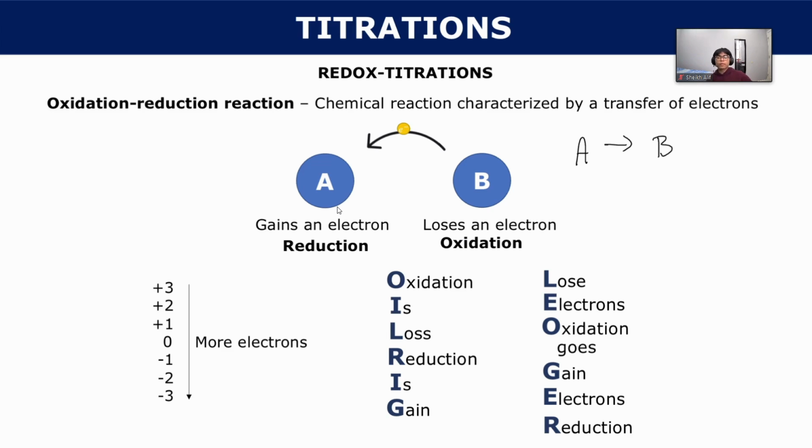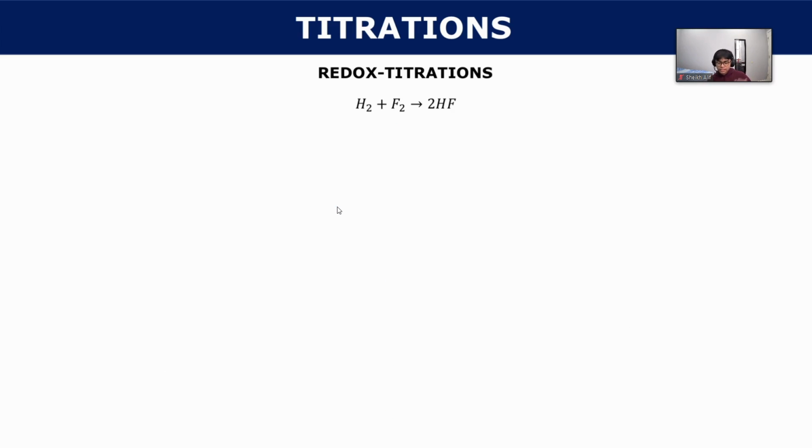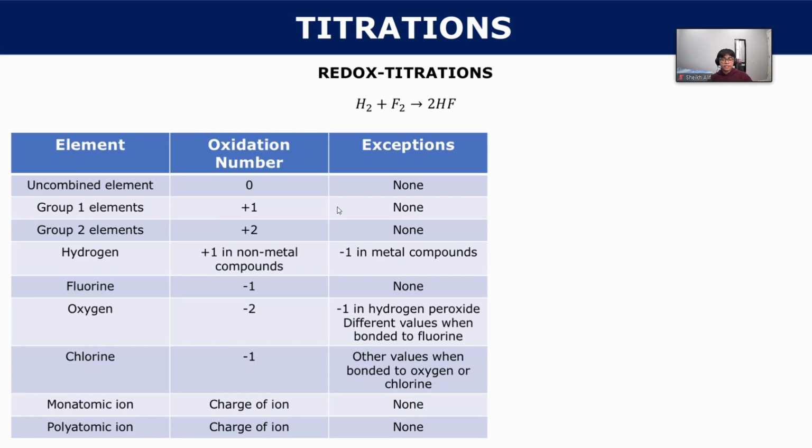But we run into a little problem. Let's say we have this equation right here, where H2 plus F2 reacts to produce 2HF. How do we know which species is going to be gaining an electron and which one is going to be losing an electron? In order to do that, we look at oxidation numbers.